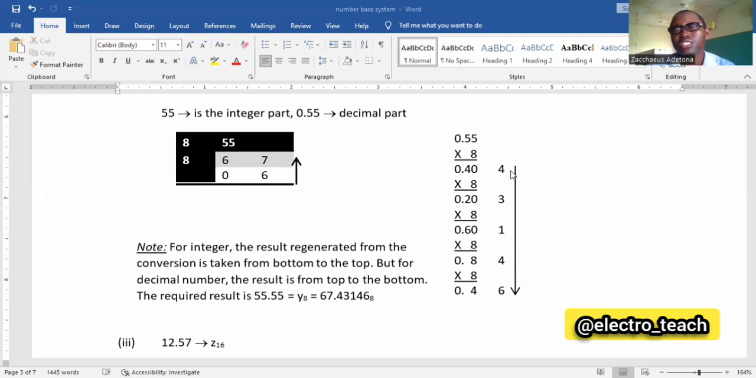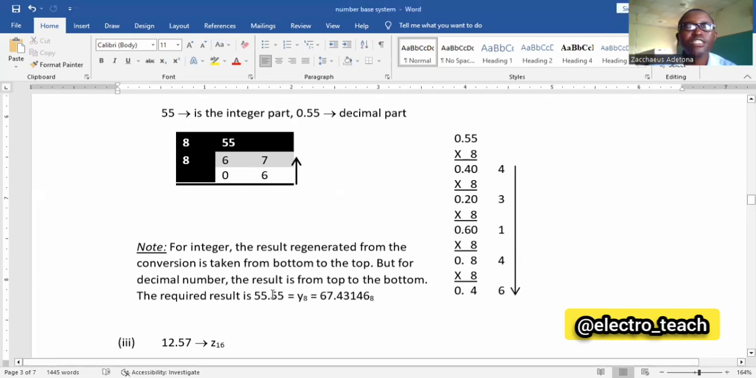But with this long multiplication, you read the answers out from top to bottom, since the number we are dealing with is actually a decimal fraction. It's not a whole number. So we read it out from the top: 4, 3, 1, 4, 6. We write the answer together with the answer to the whole number long division, which was 6, 7. So the answer will be 67.43146 in base 8. That is 55.55 in base 10 converted to base 8.